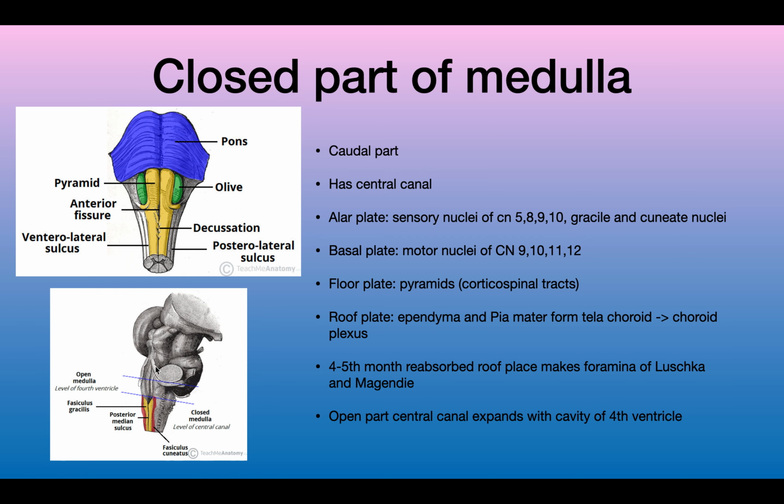So up here would be the open, down here would be the closed. And then in the 4th, 5th month, the roof plate is going to be reabsorbed, and it makes the foramina of Luschka and Magendie. And the open part of the medulla expands into the cavity of the 4th ventricle. So here are your olives that are formed. Here's the sulcus. We'll get all through that later. But more importantly, right here would be the fasciculus gracilis.